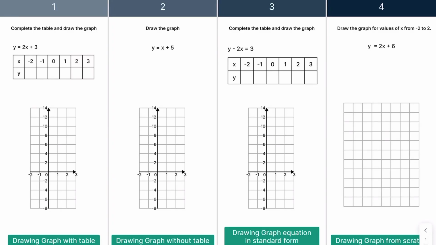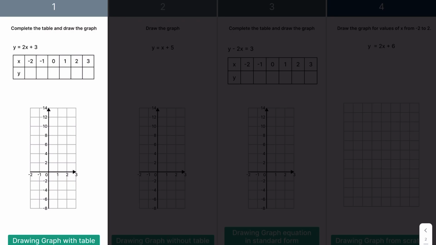Drawing straight line graphs is what we're going to look at in this video. It's split into 4 parts. We're going to start off by looking at examples like this here. So we've been given an equation and a table. We're going to complete the table and then draw a line graph.